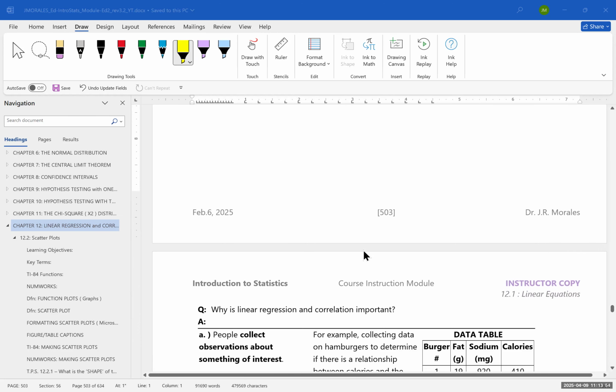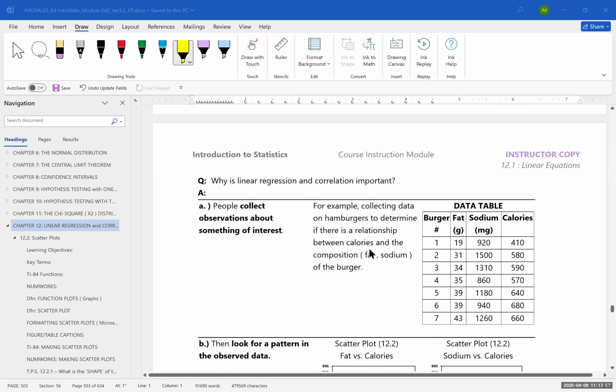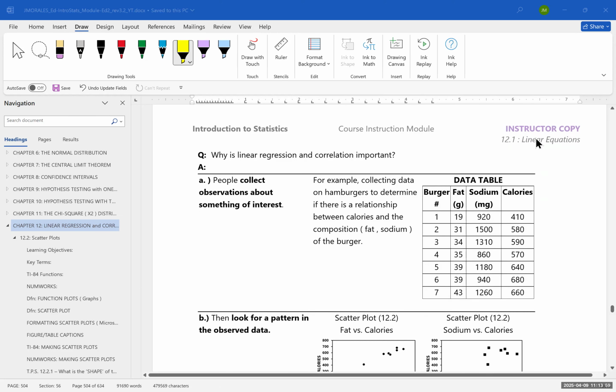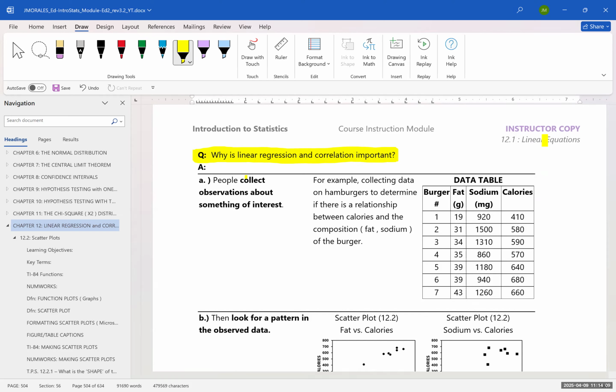So let me give you a little bit of context for what we're doing in this chapter. First question is, why is linear regression and correlation important? The answer is that people collect observations about something that interests them. For example, we could be collecting data on hamburgers to determine if there's a relationship between calories and the composition of the burger, like fat and sodium.